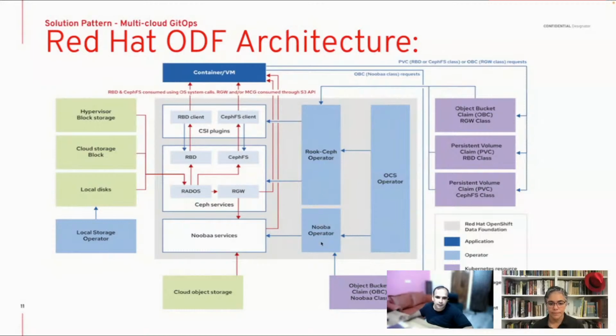Nuba operator is mainly for MCG, the multi-cloud gateway service, which basically lets us store objects in multiple clouds. And then on the left side we have LSO. LSO is the local storage operator. It's mainly used for managing the storage provided by the local disks. So we have local disks, and if you want to manage those, we'll use LSO.